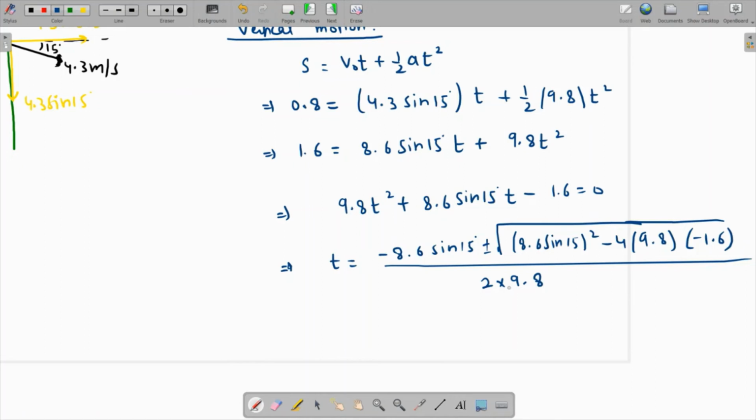So let me just do all this calculation. The numbers are pretty big. This should be divided by 2 and divided by 9.8. So this is coming as 0.31 seconds. So this is the time.